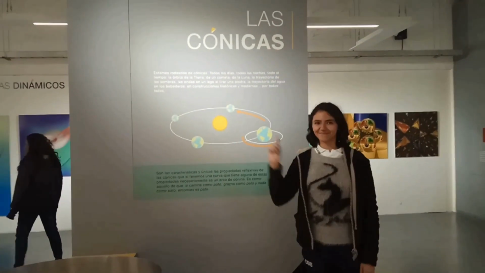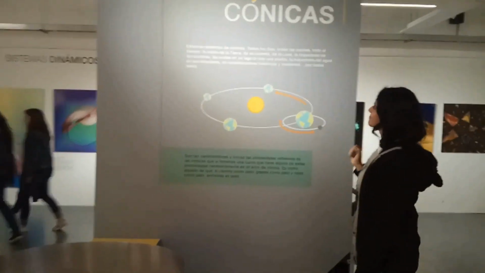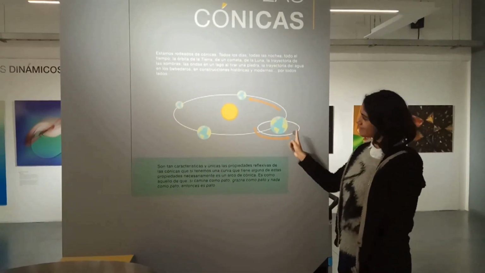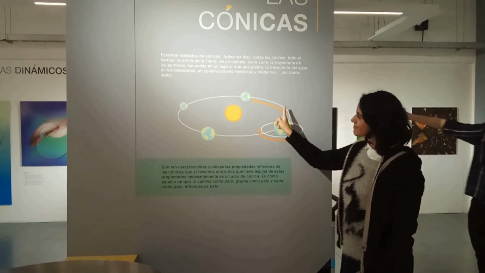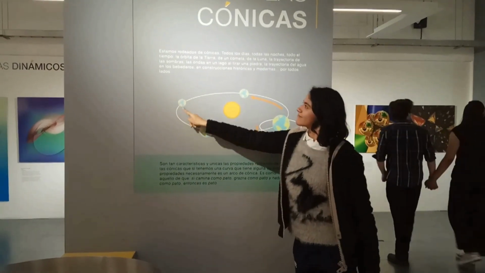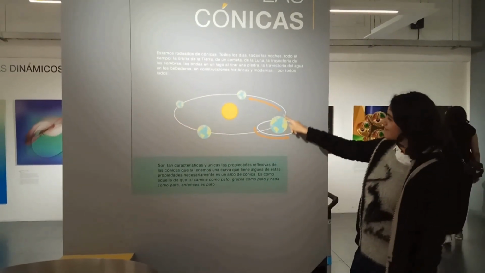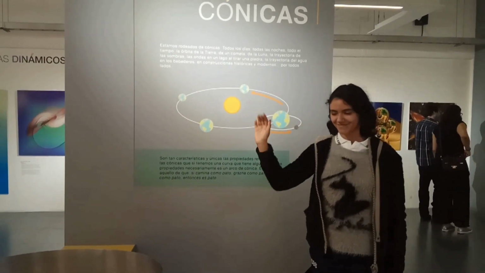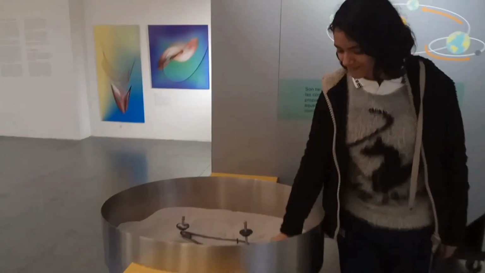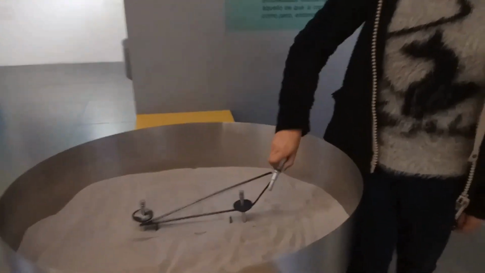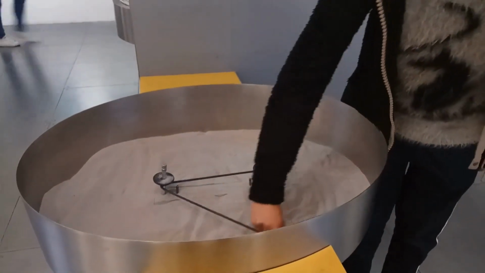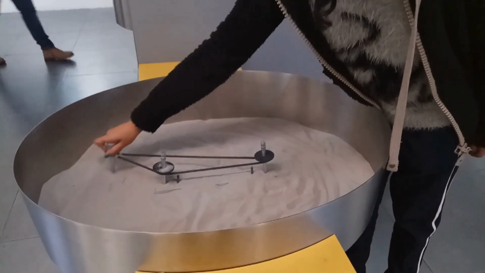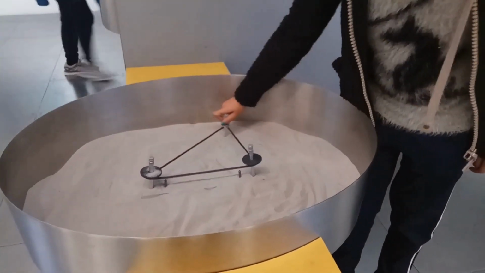We are surrounded by conics. The reflective properties of the conics are so characteristic and unique that if we have any curve that has any of these properties, it is necessarily a conic arc. It's like saying that if it walks like a duck and quacks like a duck, then it's a duck.